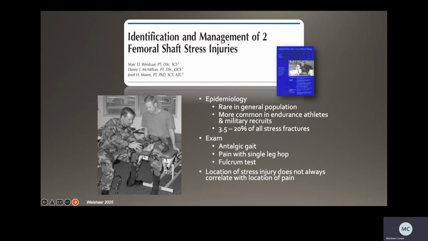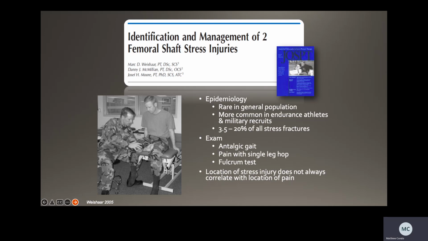So here's a really interesting, quick, easy test that you can do, especially when it comes to femoral shaft stress injuries. Now remember, femoral shaft stress injuries are pretty rare, so we're not going to see these a whole bunch. This is going to be one of those, as we call it, once in a career ones.